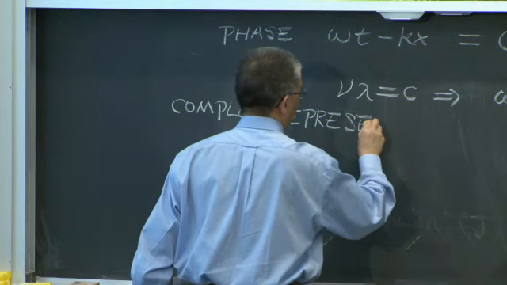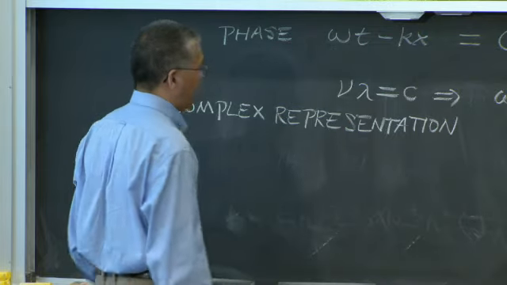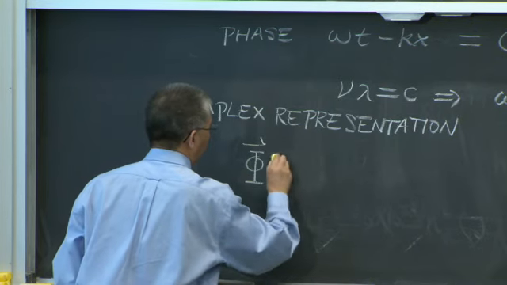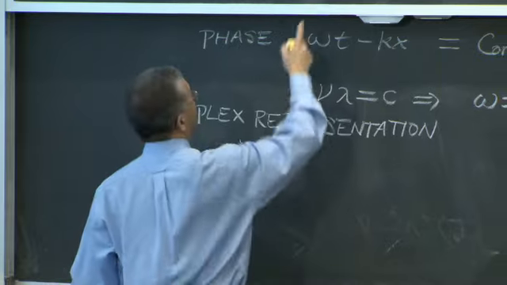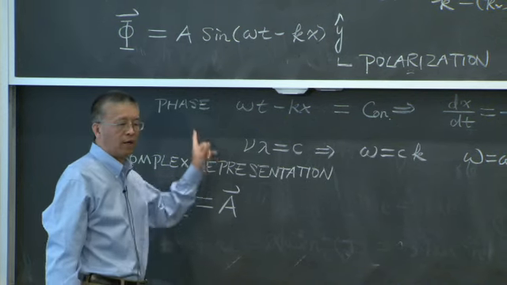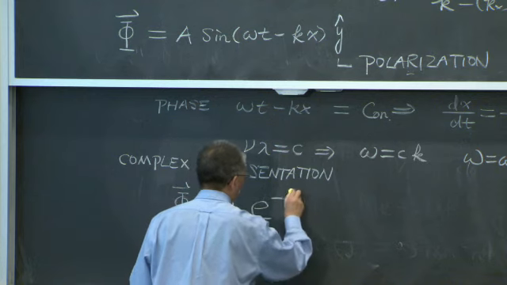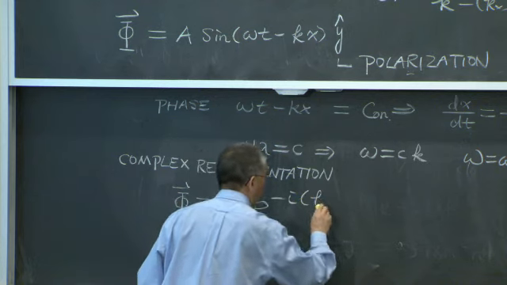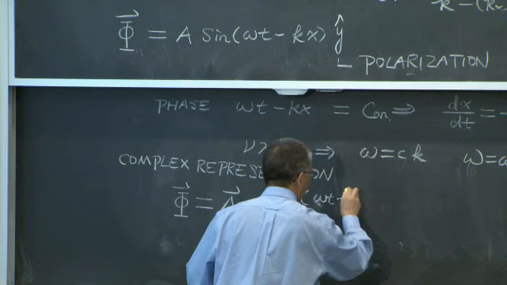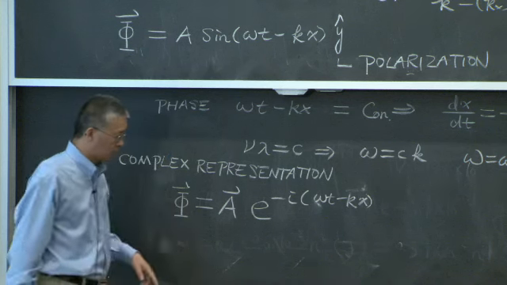That's really for mathematical convenience. And if I use a complex representation, I will write this wave as I can combine A and Y into a vector. That's the wave oscillation direction. And then I will write exponential minus i omega t minus k times x. Let's first do 1D.